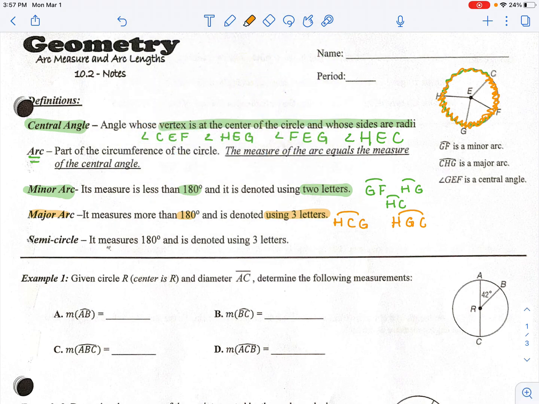And finally, we have a semicircle. It measures exactly 180 degrees. It's also denoted using three letters. So exactly half the circle. Half the circle would be something like, not a great example here, from here to here would be a semicircle. We don't have a great point there to go off of, but a semicircle would be half that.